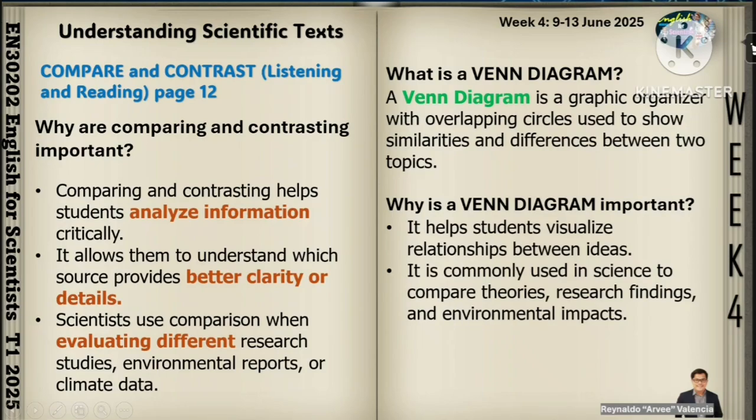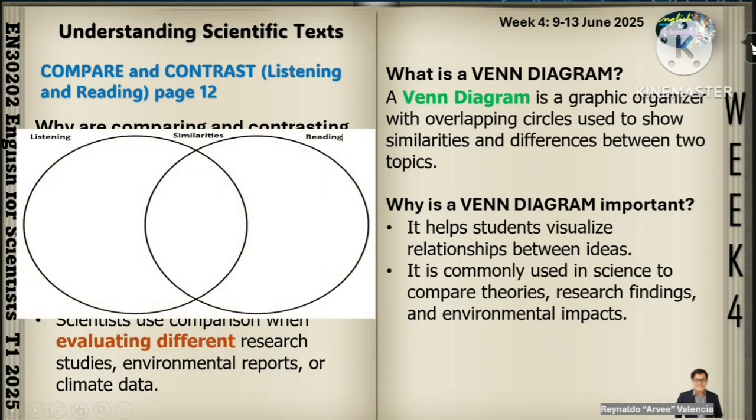What is a Venn diagram? A Venn diagram is a graphic organizer with overlapping circles used to show similarities and differences between two topics. Why is a Venn diagram important? Take note of this. It helps students visualize relationships between ideas. It is commonly used in science to compare theories, research findings, and environmental impacts.